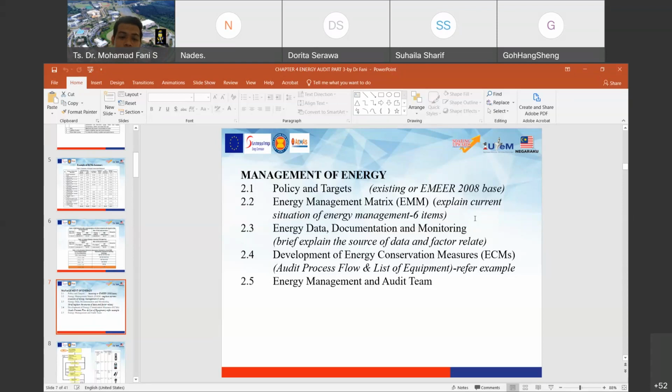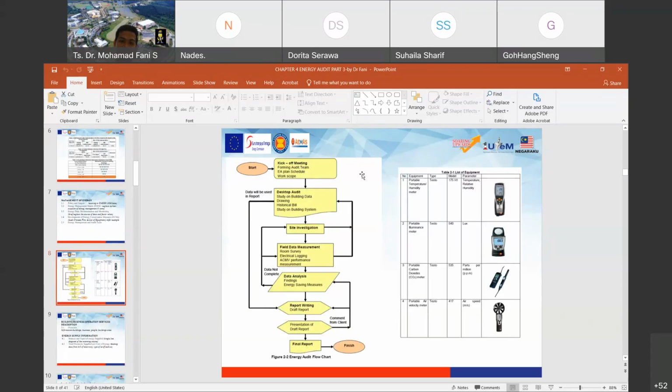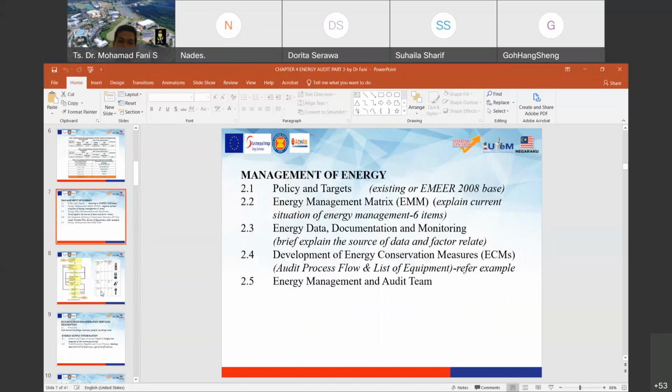2.4, development of energy conservation measures. So audit process flow, list of equipment, refer to the example over here. Here is the energy audit flow: kick-off meeting, desktop audit, site investigation, field data measurement. You can put this chart in your energy audit report. And for the list of equipment, please prepare this table.